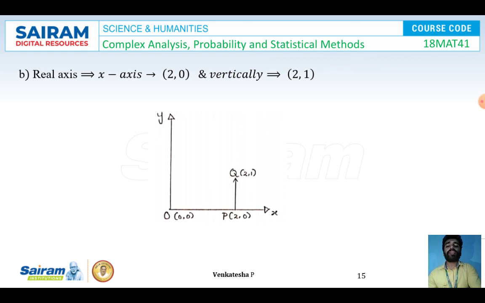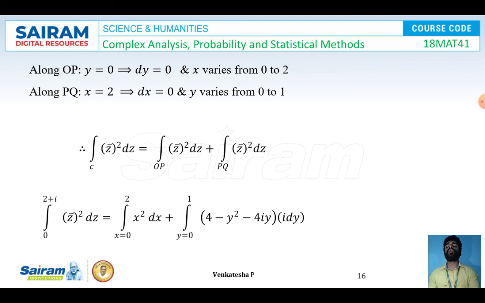So here we have to note that the curve is divided into two regions. One is OP, one more is PQ. So in the OP region, the common point is actually what? y is equal to 0. And in the PQ region, the common point is x is equal to 2. So I'm going to make use of these two points to solve the integral. So along OP, y is equal to 0, it implies dy is equal to 0. Since dy is 0, the function will have only dx terms. So we have to find the x limit. In that region, x varies from 0 to 2.